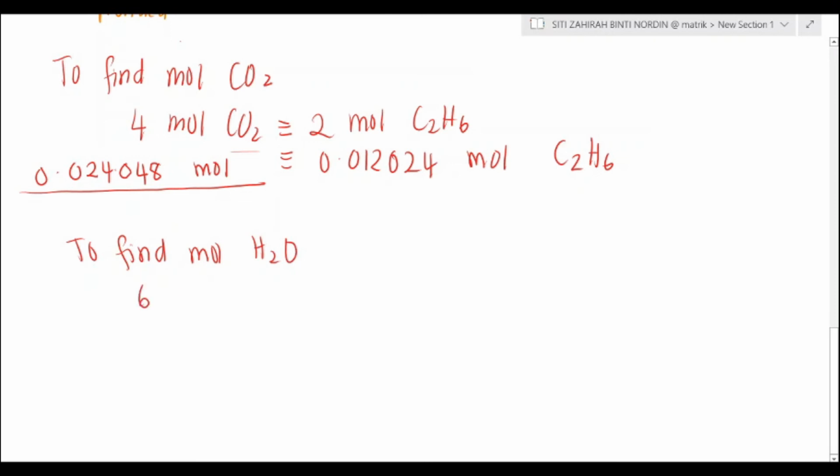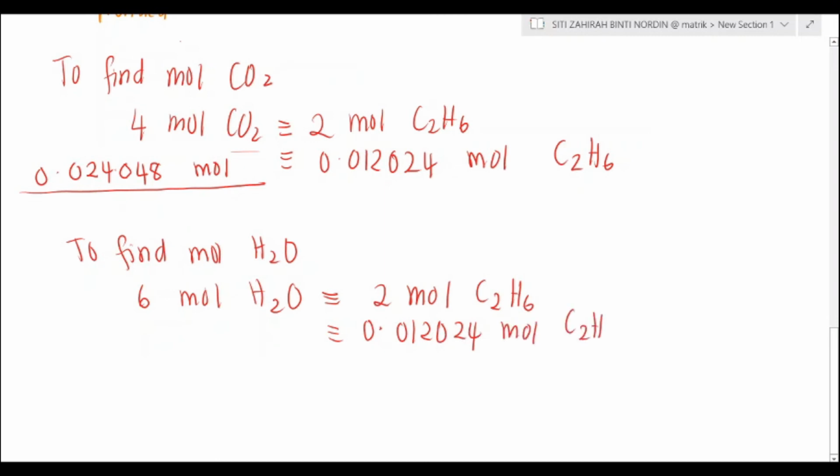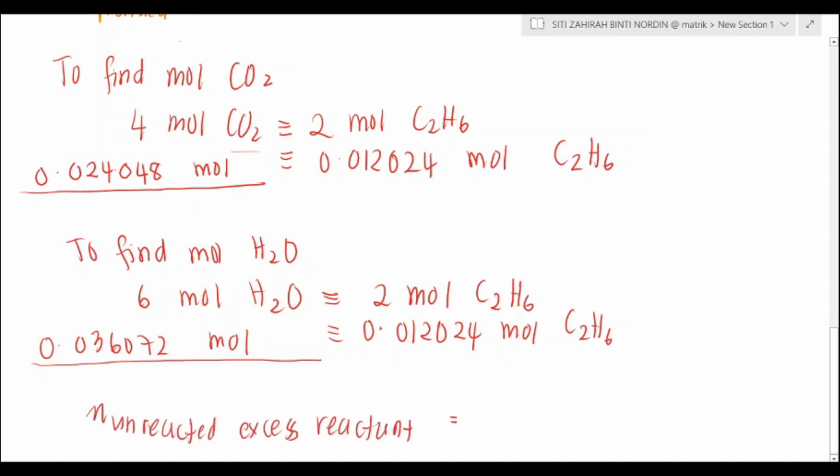Next is to find the mole of water. So from the equation, 6 mole of water is equivalent to 2 mole of C2H6. So 0.012024 mole C2H6 is equivalent to 0.036072 mole of H2O. Okay. The last thing is to find the mole of unreacted excess reactant, which is 0.04964 minus 0.042084, which equals 7.556 times 10 to the power of minus 3 mole.